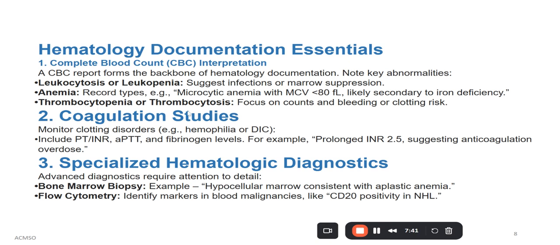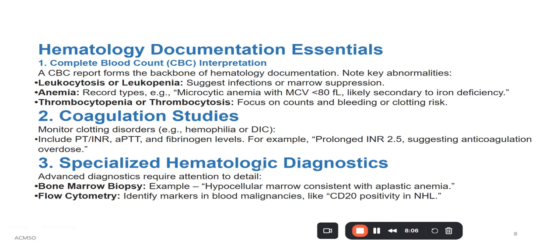Thrombocytopenia or thrombocytosis focus on counts and bleeding or clotting risk. Coagulation studies monitor clotting disorders, for example, hemophilia or DIC, and include PT over INR ratio, APTT, and fibrinogen levels. For example, prolonged INR 2.5 suggesting anticoagulation overdose.